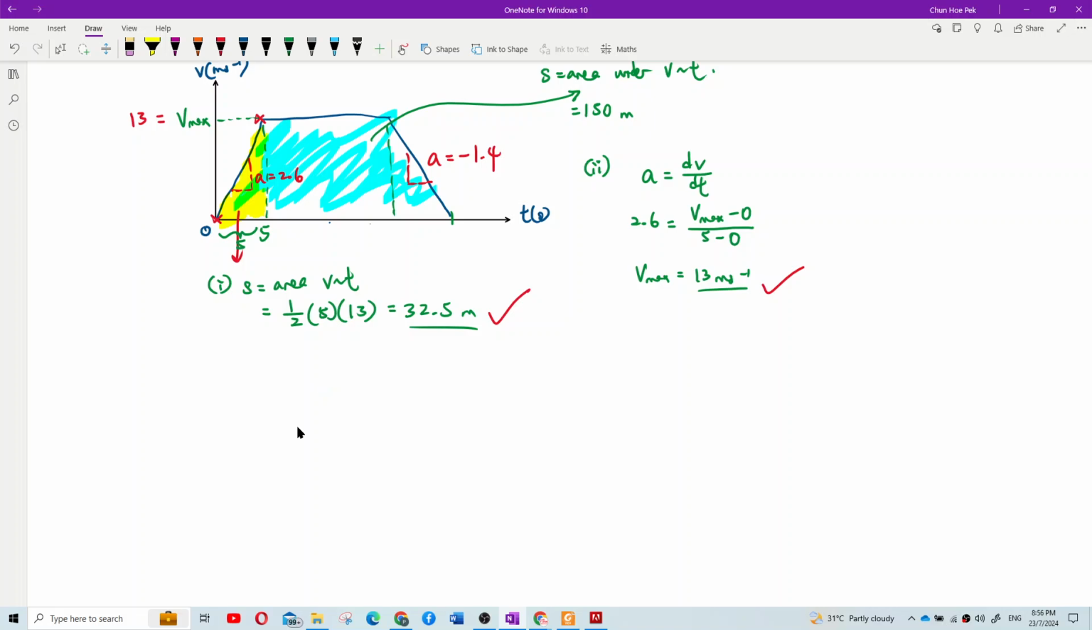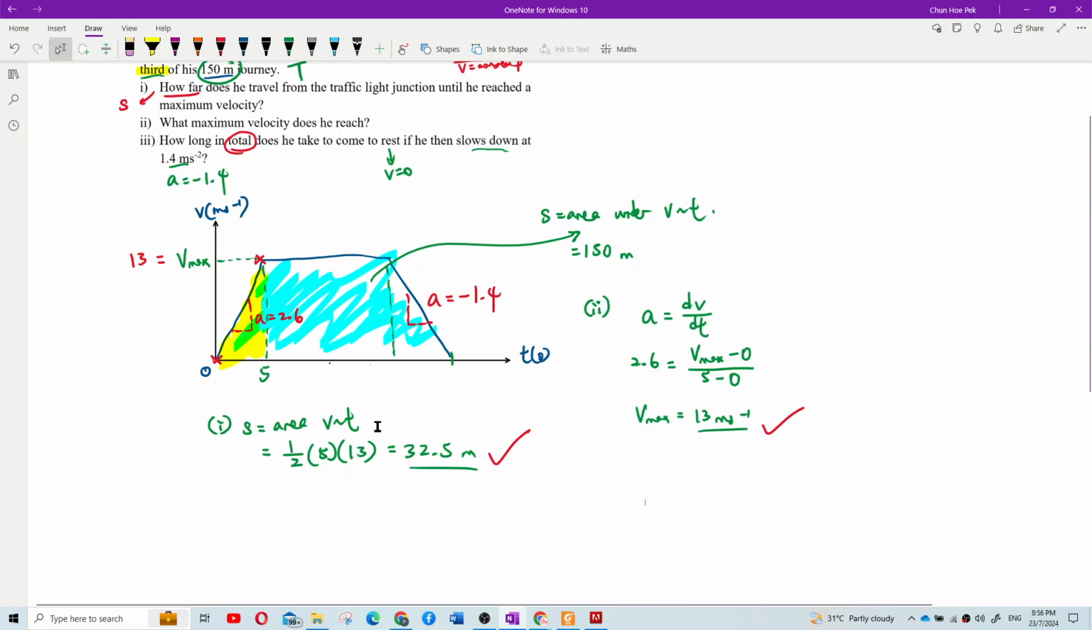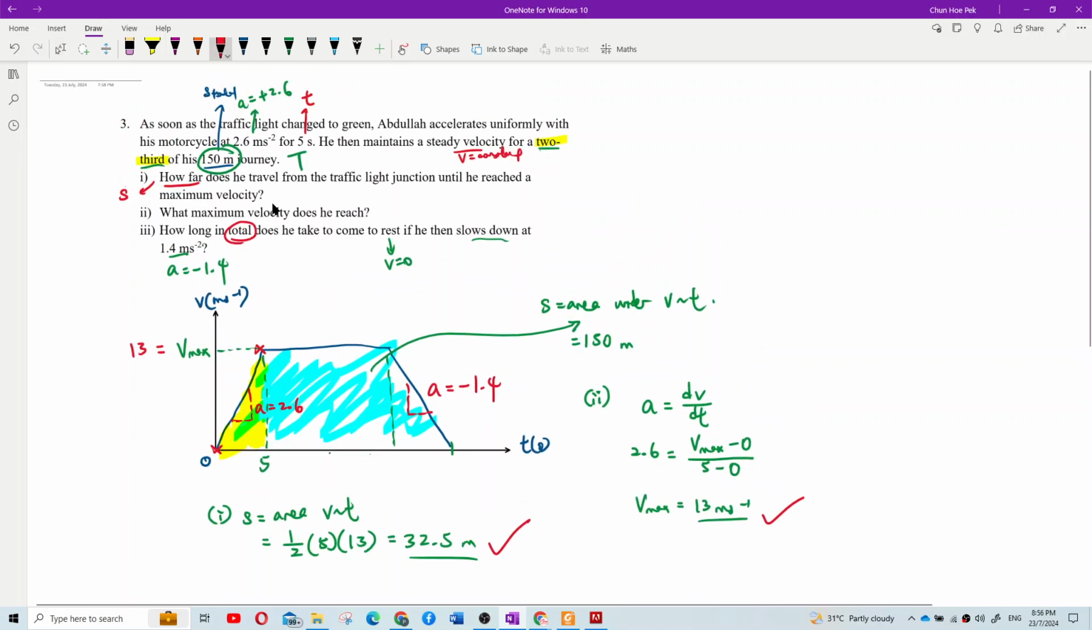Okay, so again. 2/3 of the journey. So 5 seconds. 2/3 of the journey is simple. Just 150 times 2/3. Then I can find the area of this graph. So I got my understanding wrong. Question 3 again, try again. Like this. Once you fail, do it again.